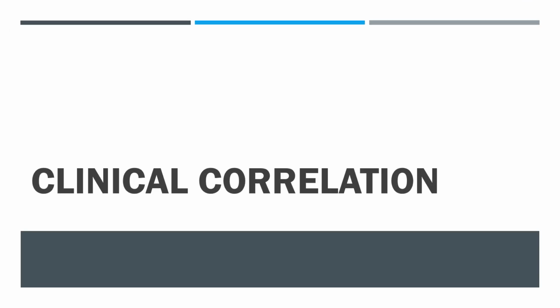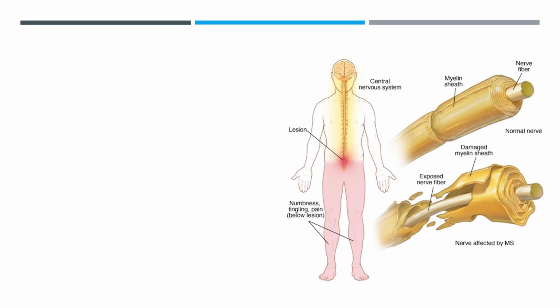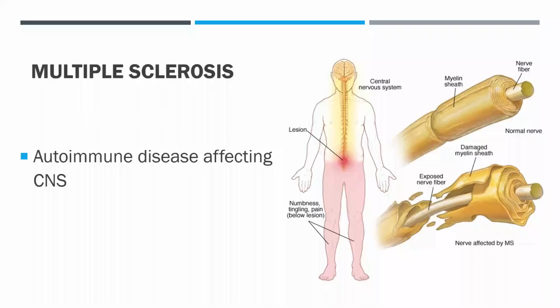Now we'll see a few clinical correlates. What is this condition? This is the normal axon with the myelin sheath around it, and in this condition we can see the myelin sheath has been damaged. This condition is known as multiple sclerosis. It is an autoimmune condition that affects the nerves within the central nervous system, and one of the most commonly affected nerves is the optic nerve.